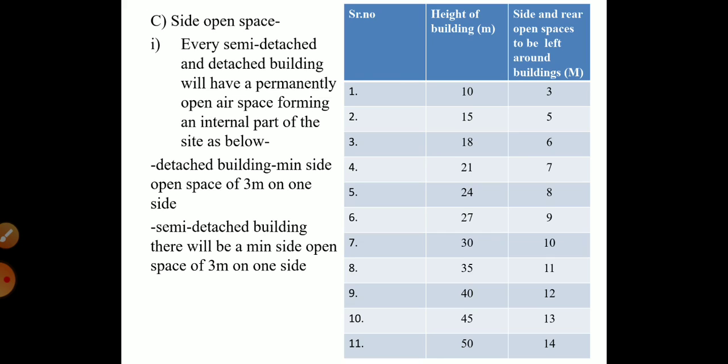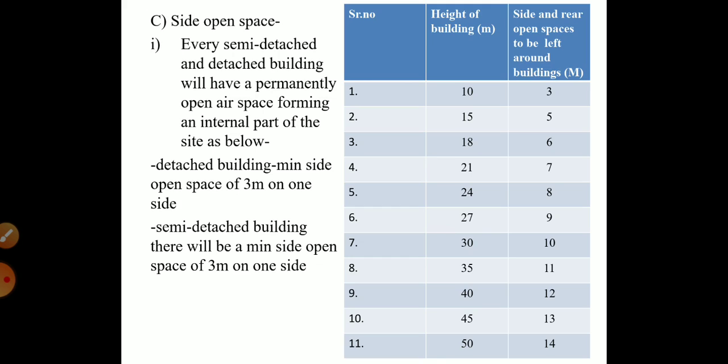Then the third is the side open space. What is this side open space? See, every semi-detached and detached building will have a permanently open air space which forms an integral part of the site, which is as below.